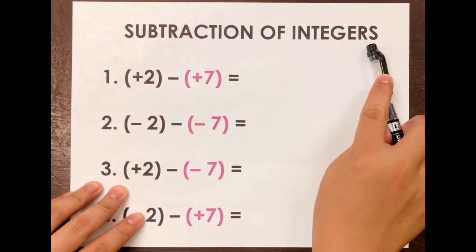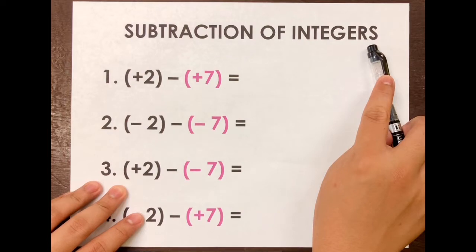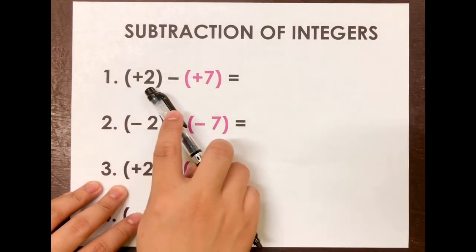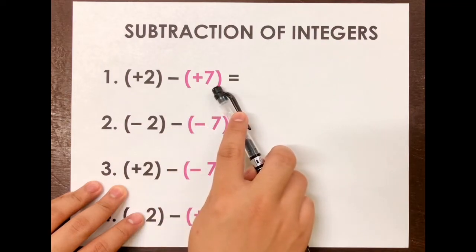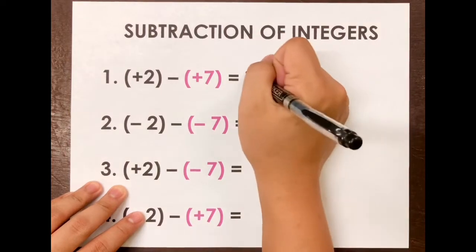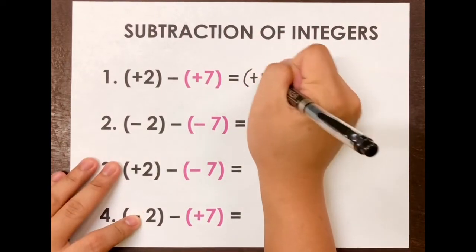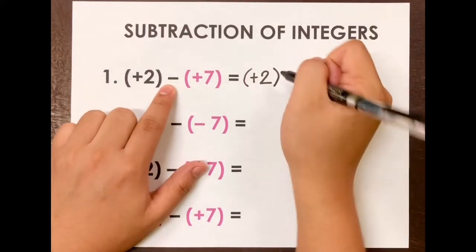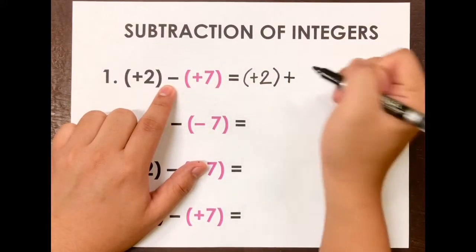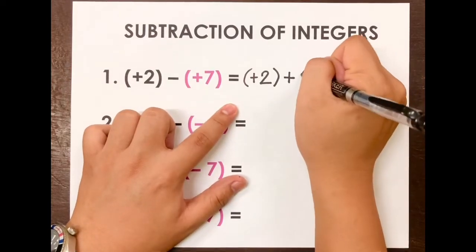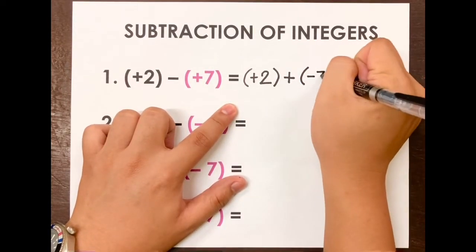Subtraction of integers. In subtracting integers, we have to change the sign of the subtrahend, then proceed to addition. Let's have number 1. Positive 2 minus positive 7. First, we have to copy the minuend, which is positive 2. The next step is to change the subtraction symbol to addition symbol and change the sign of the subtrahend. From positive 7, it will become negative 7.